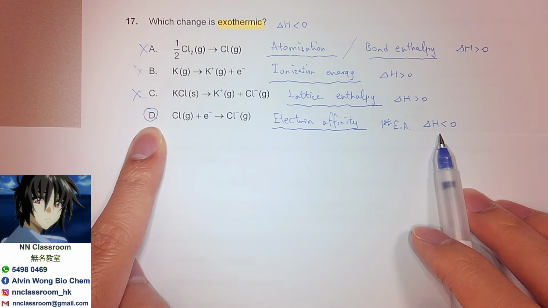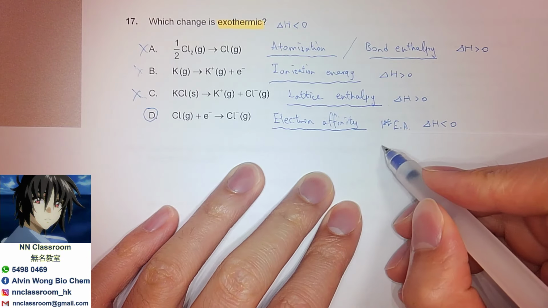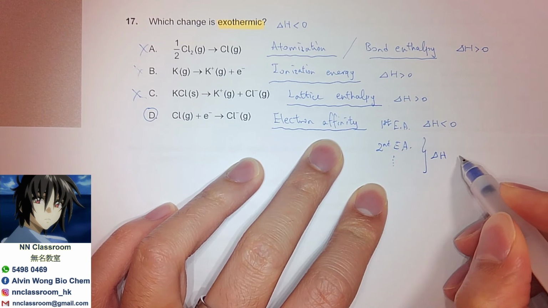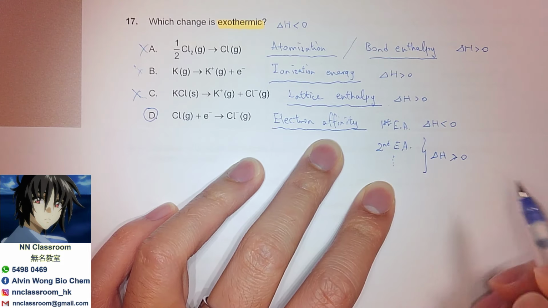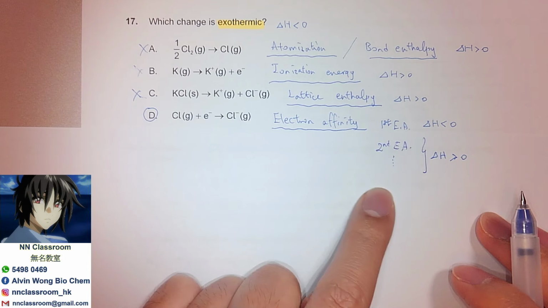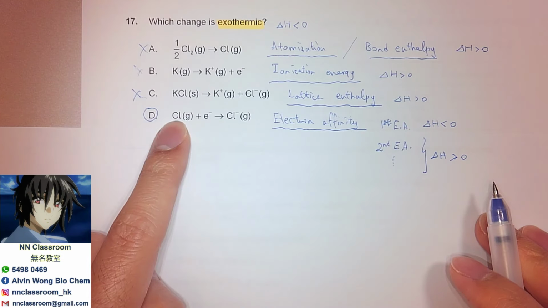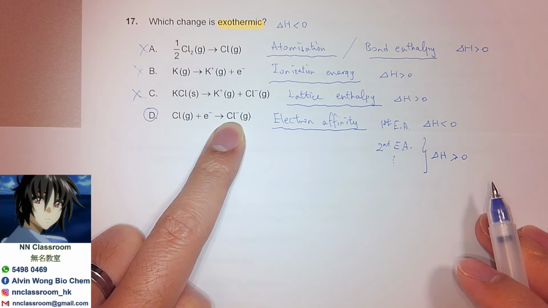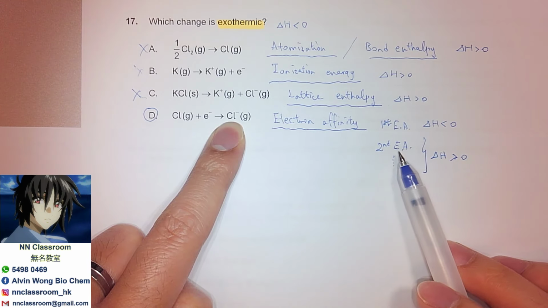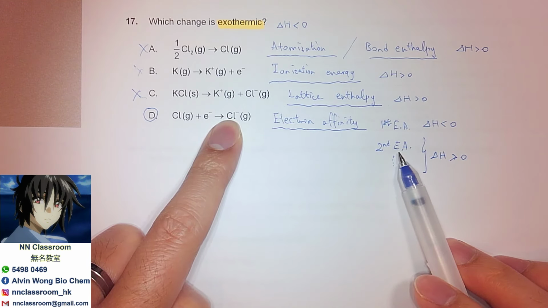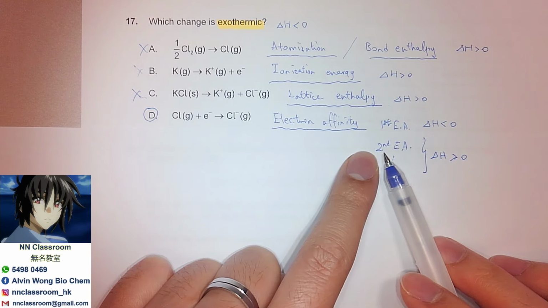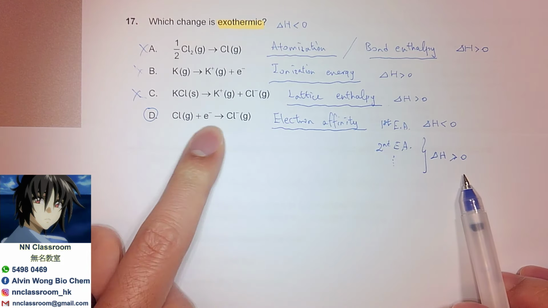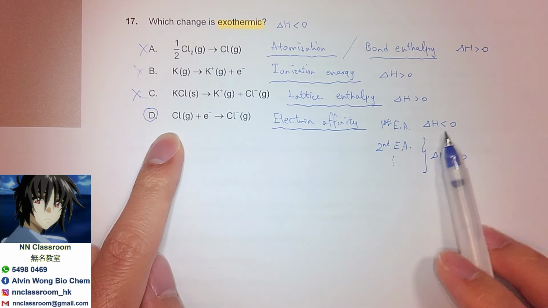Mind you, one more thing, although not asked this time: starting with the second EA and so on and so forth, the exothermic component is switched to the opposite side, endothermic. The reason behind it is easy, because after accepting the first electron, everything now becomes a negative charge. If you ask a negatively charged species to further accept something that is a negative electron, that is not so easy. So that's why for electron affinity from the second onwards, the energy change starts to be endothermic. But remember, the first EA is always going to be exothermic. So answer D.